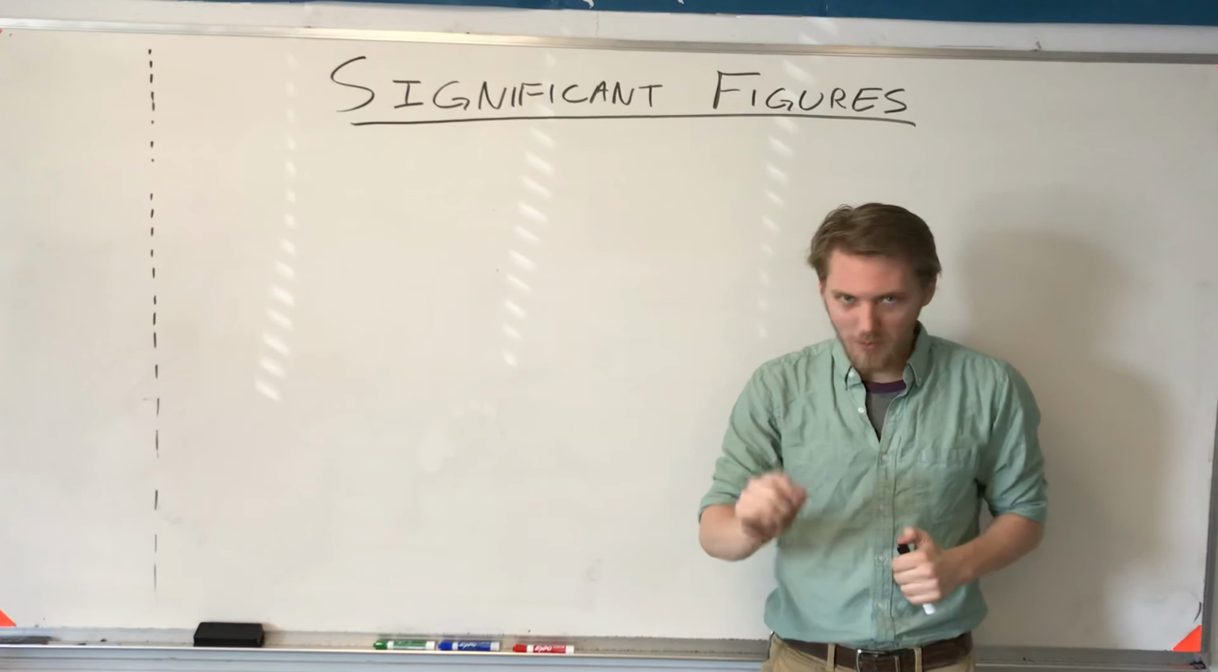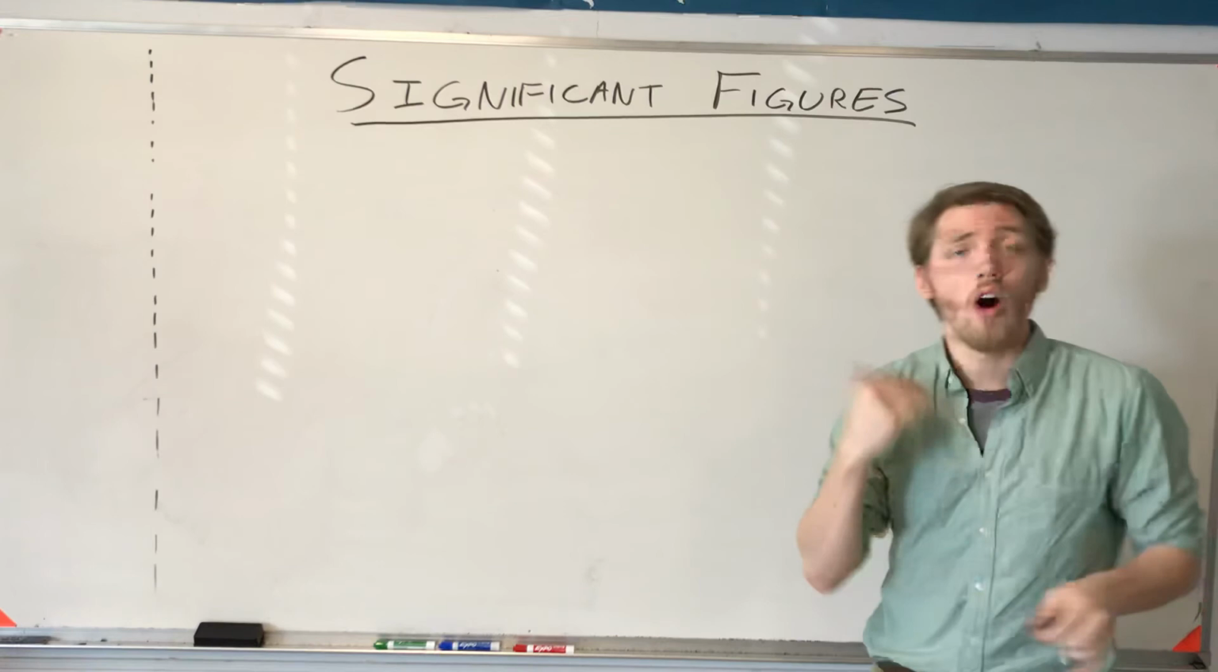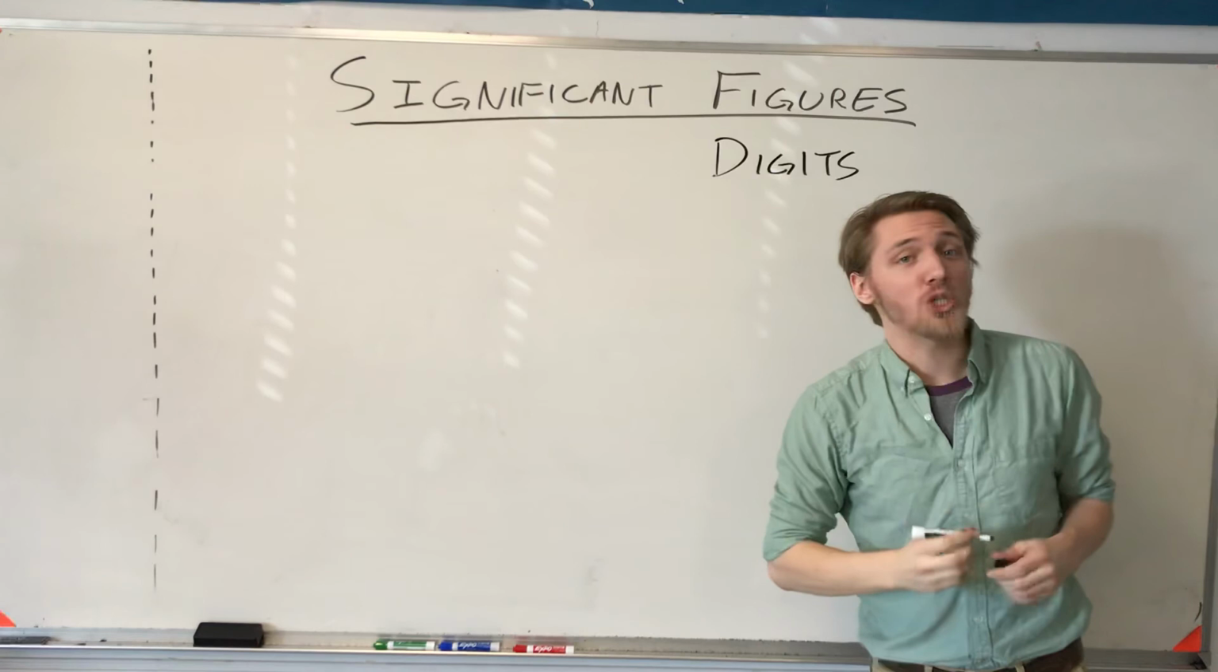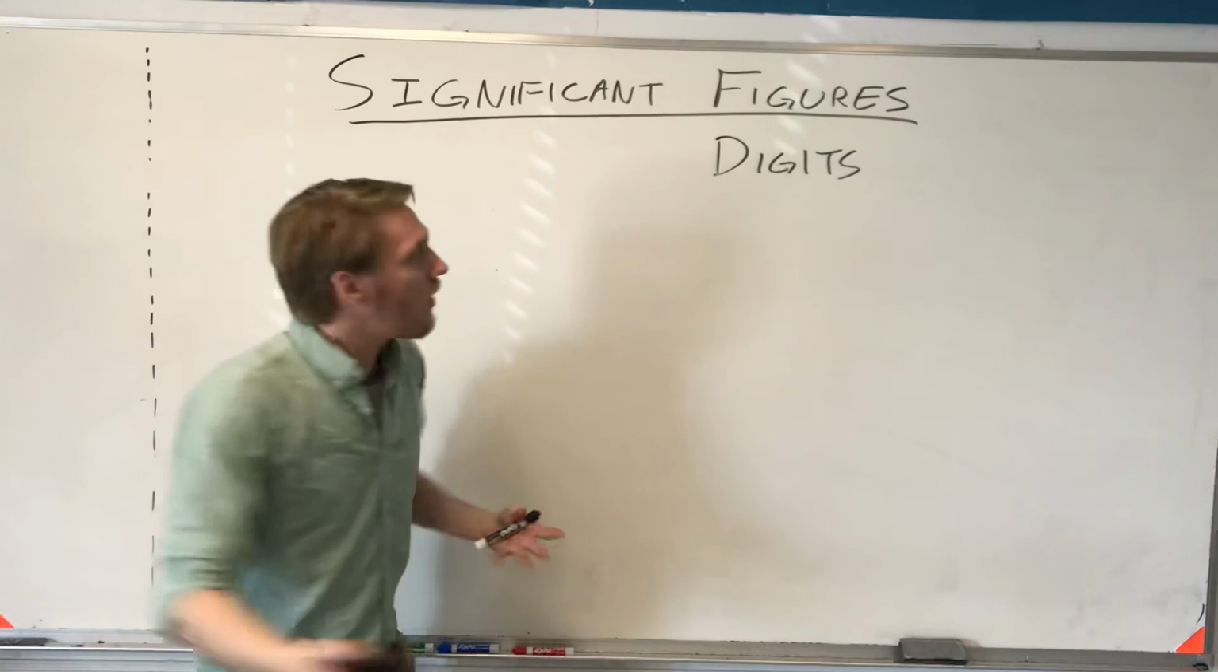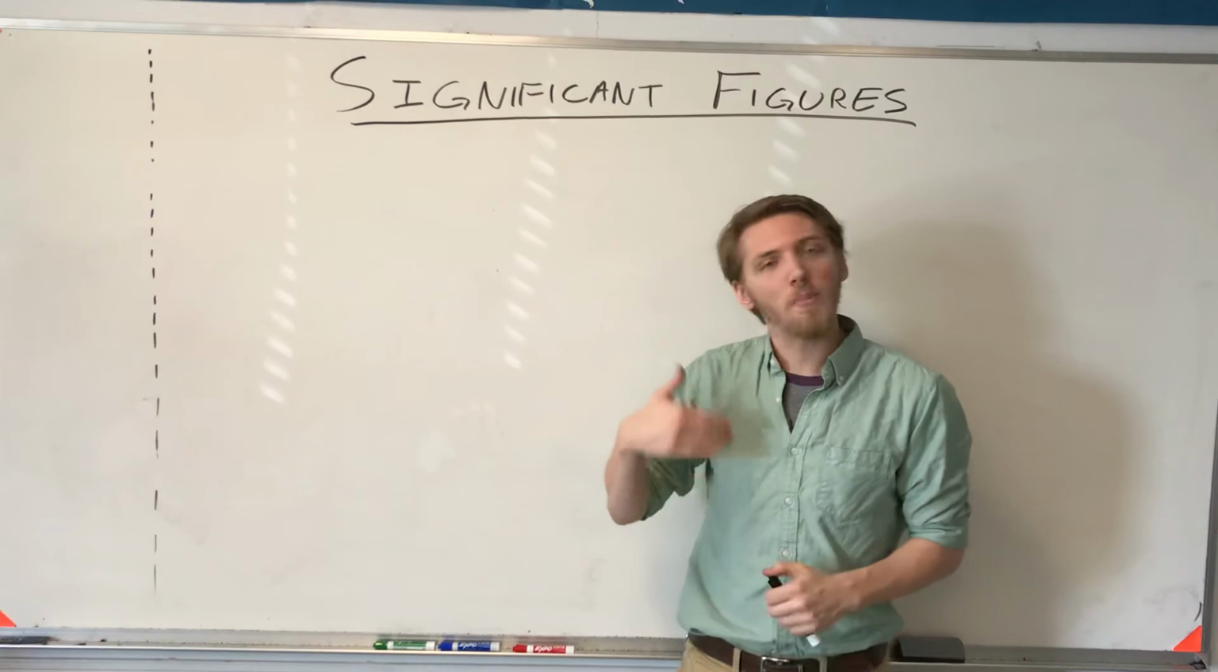So, significant figures, also known as significant digits, I will use those interchangeably. I will also use the term sig fig or sig dig, although no one says sig dig. I'll just say sig figs. I often say significant digits. Anyway, what are they? They are numbers that mean something, as opposed to numbers that don't mean anything.